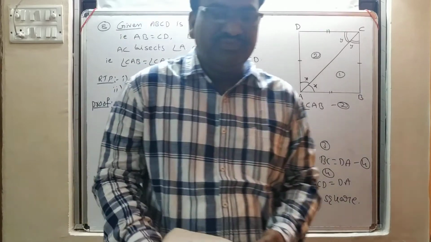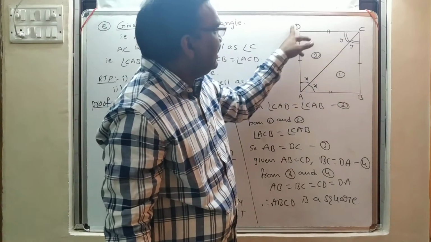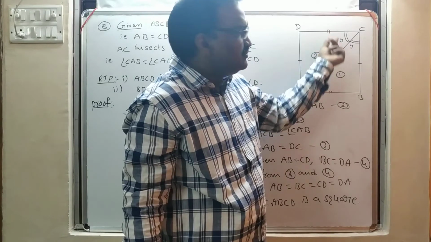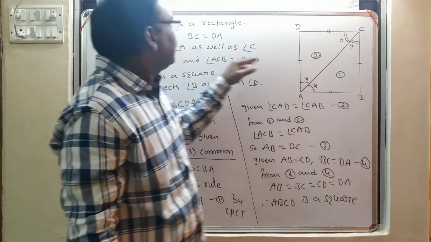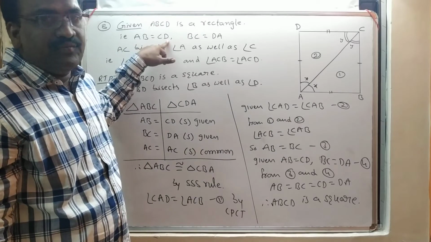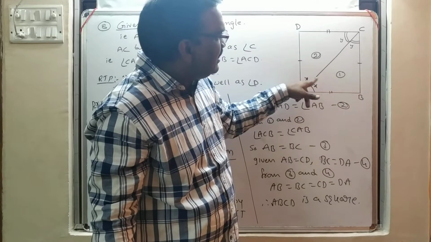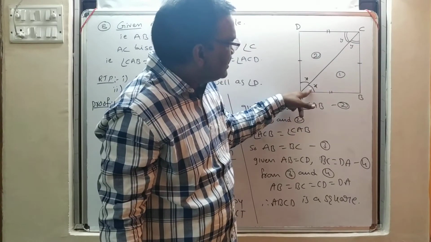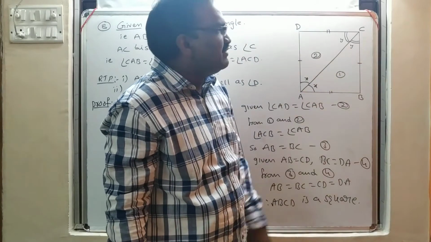See what is given? ABCD is a rectangle. In a rectangle, opposite sides are equal. So AB is equal to CD and BC is equal to DA. That is given. And given the diagonal AC bisects angle A as well as angle C. So this angle is equal to this angle and this angle is equal to this angle. So these two conditions are given.